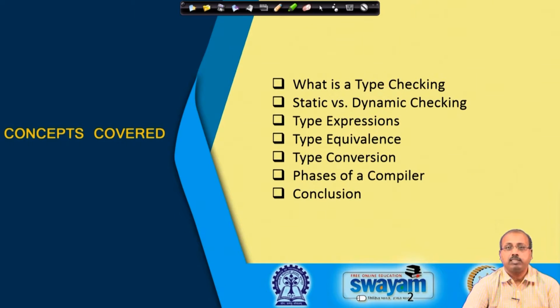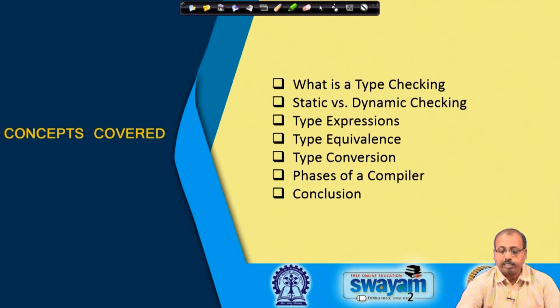Dynamic type checking is helpful because the same variable x defined in different contexts may have a different bearing. In one case x may be considered as an integer, in another case x may be considered as a string variable. So, it can happen like that. So, we can have static versus dynamic checking.